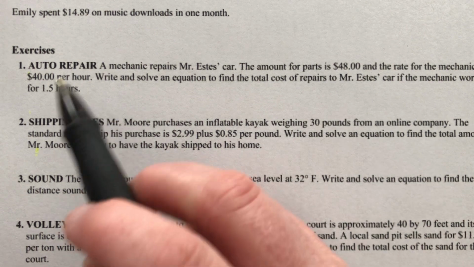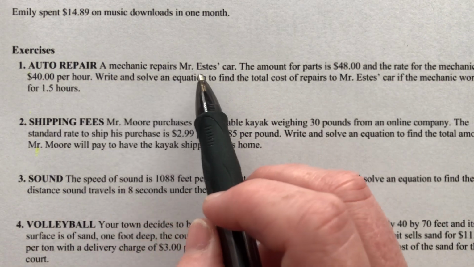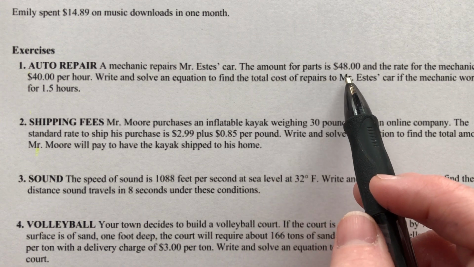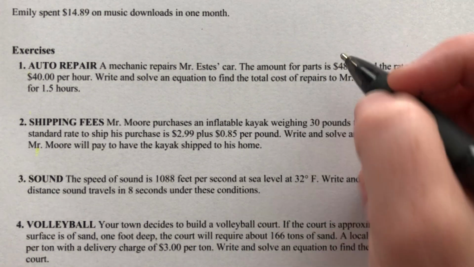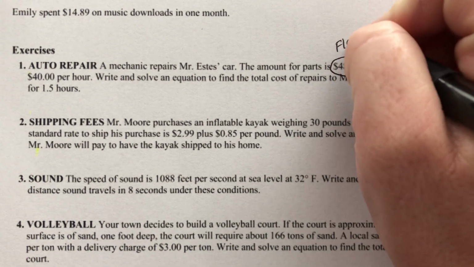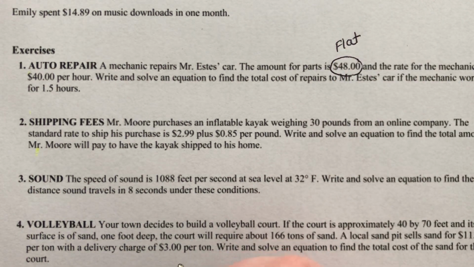All right, number 1, auto repair. A mechanic repairs Mr. Estes' car. The amount for parts is $48. Period. Flat rate. Doesn't say per whatever. It just says $48. So in our equation, we're going to write a 48. Done. No variable with that.